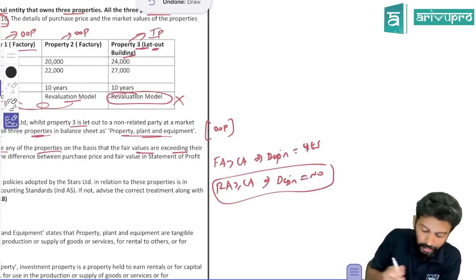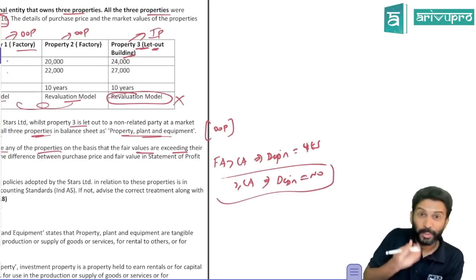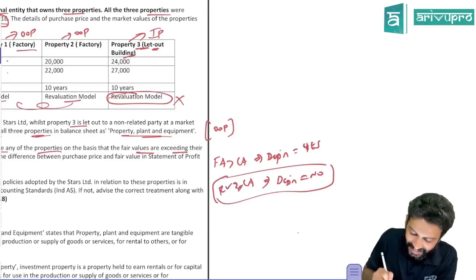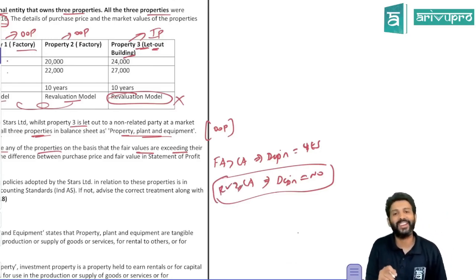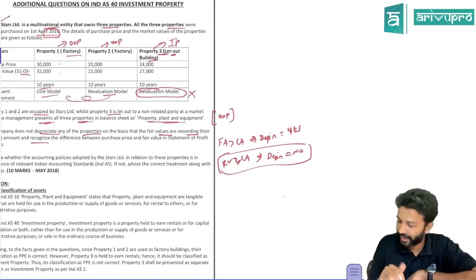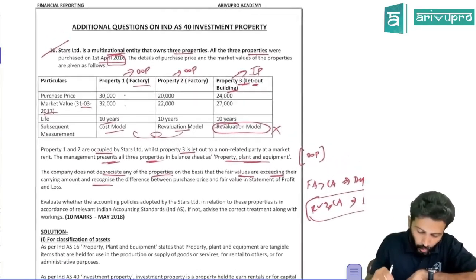We only worry about the residual value. If the residual value is greater than or equal to the carrying amount, then only depreciation is nil, because in that case the depreciable amount will be 0, or it may even become negative. That is the reason.